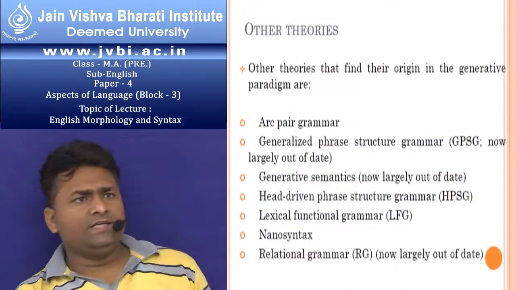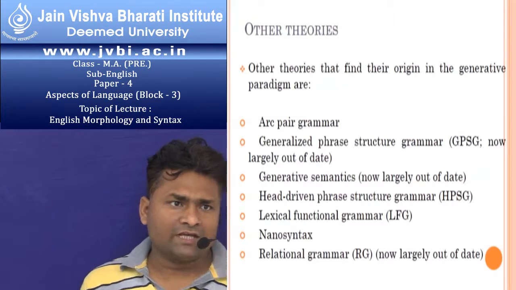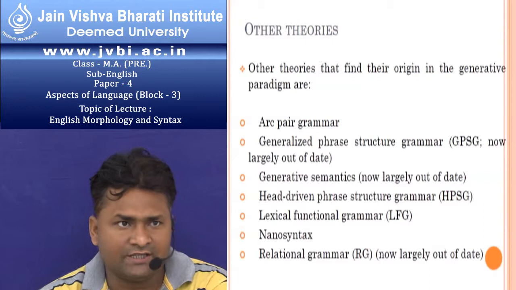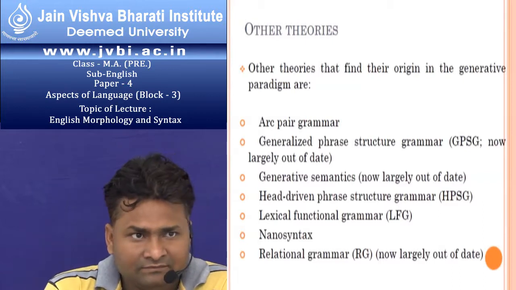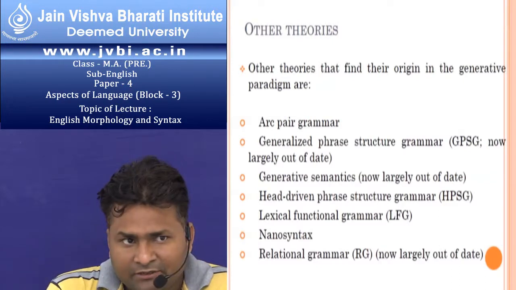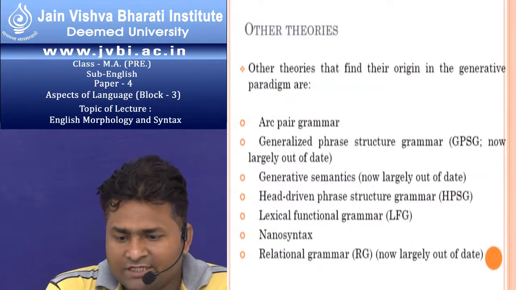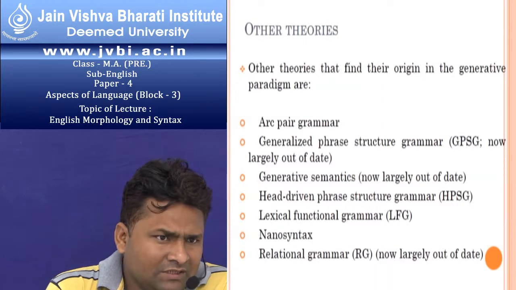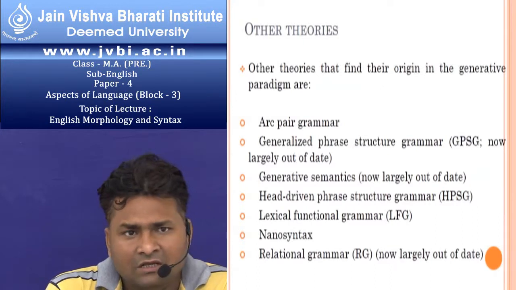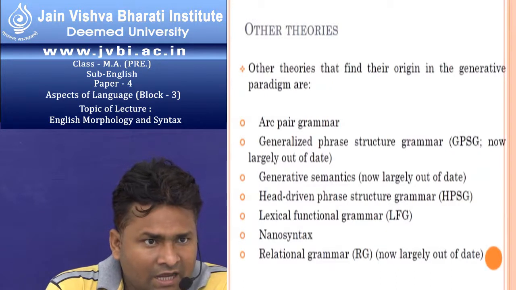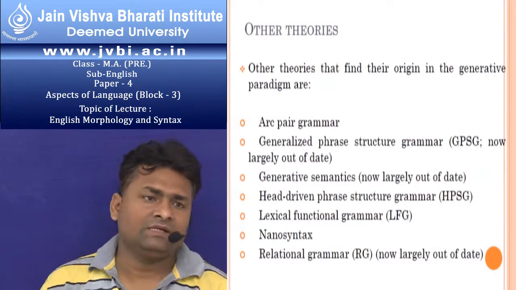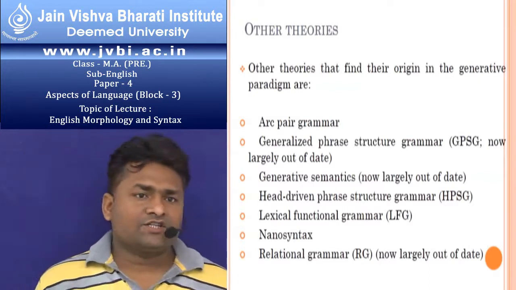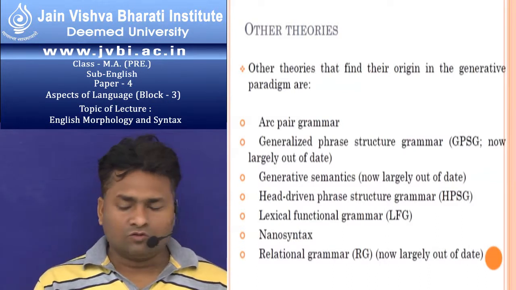Apart from these three theories given by Chomsky, there are some other theories that find their origin in the generative paradigm: arc pair grammar, generalized phrase structure grammar, which is out of date these days, generative semantics, largely out of date, head-driven phrase structure grammar, lexical functional grammar, nanosyntax, and relational grammar, which is also out of date these days.